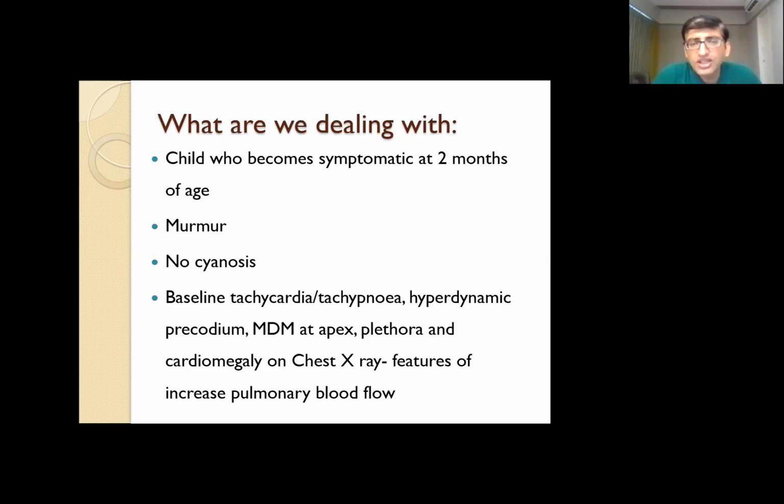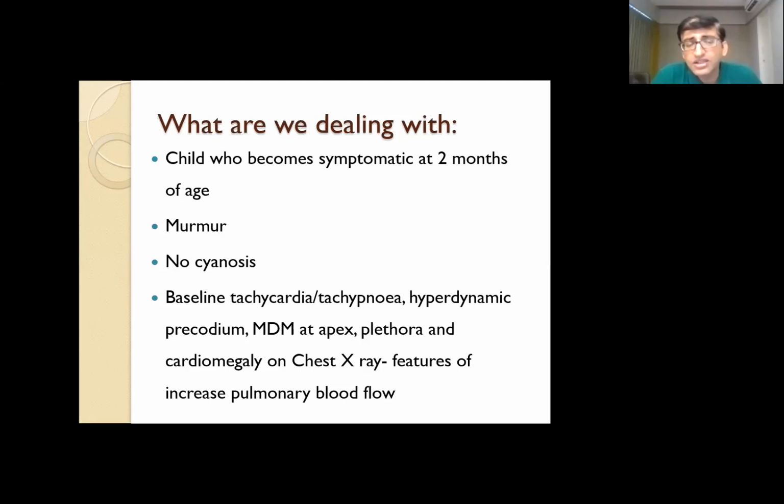So we are dealing with a cardiac condition because there is a murmur, and this cardiac condition is presenting at 2 months of age, which means that this cardiac condition is more likely to be a congenital one and not the acquired one. As there is no cyanosis, it is more likely an acyanotic heart disease.